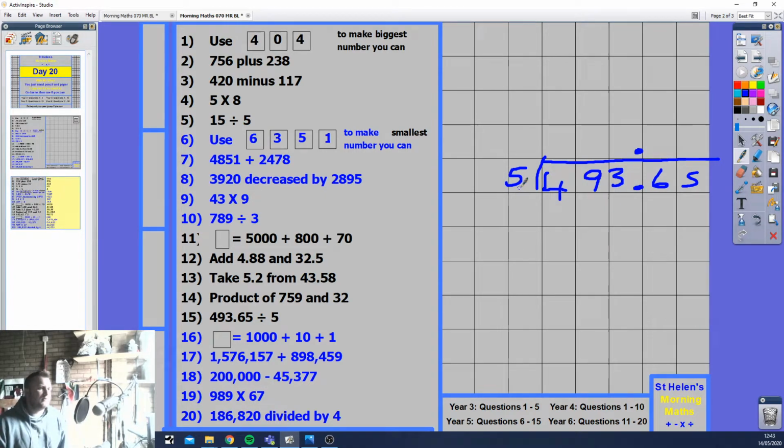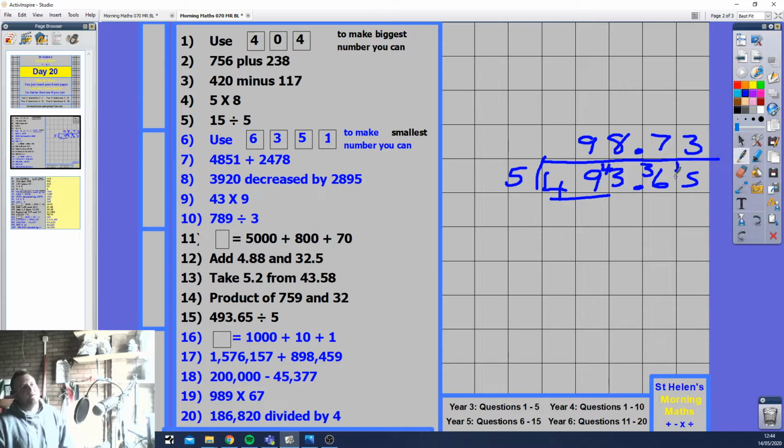5 cannot go into 4, but it can go into 49. 5 goes into 49 9 times, and there's 4 left over, isn't there? Because 5 times 9 is 45. 5 goes into 43 8 times. 5 times 8 is 40, so there's a 3 left over there. 5 goes into 36. 5, 10, 15, 20, 25, 30, 35, so 7 times with 1 left over. And then 5 goes into 15 3 times.